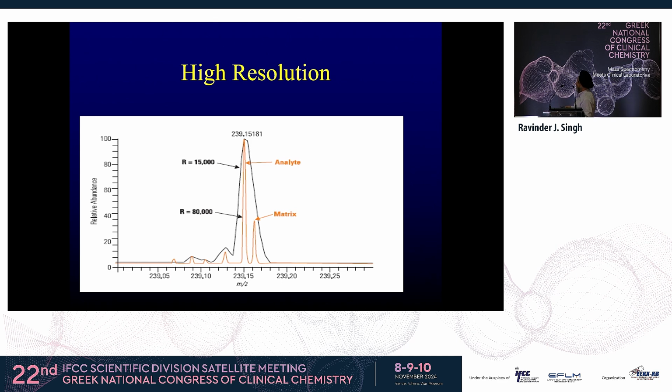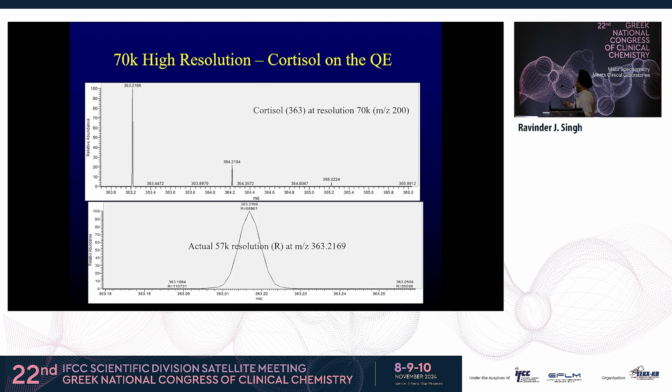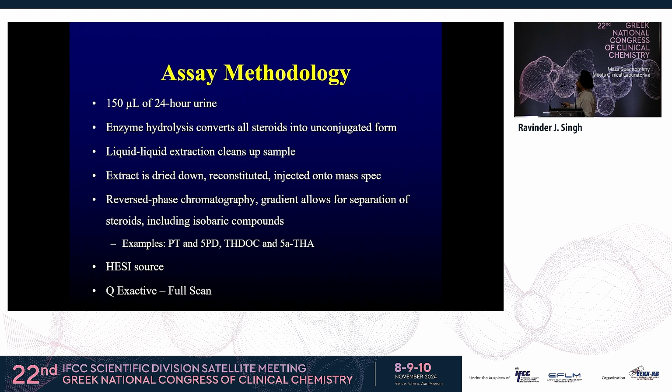And that is the reason for ion suppressions and the specificities. Even with the triple quad, some of these fragmentations may disappear, but high resolution is difficult to beat. And this is another example that when you have a high resolution, your specificity goes very high. So assay methodology is very simple.